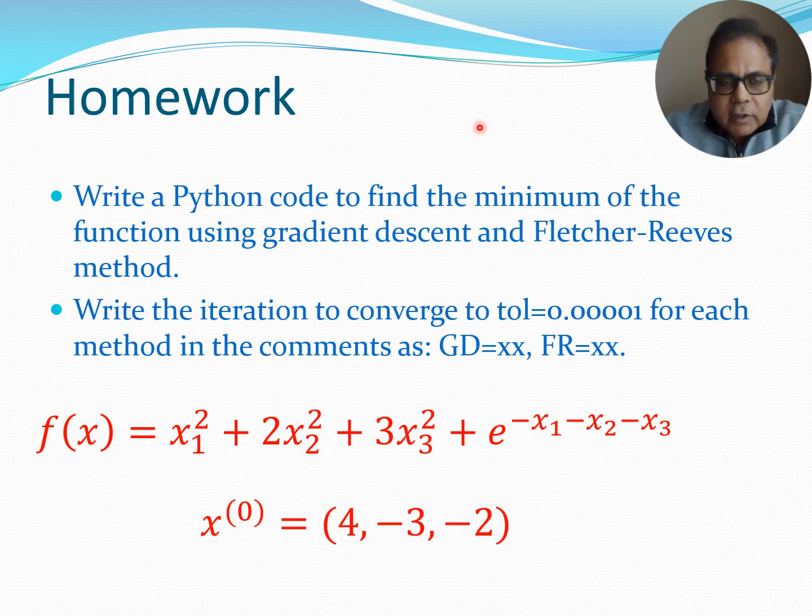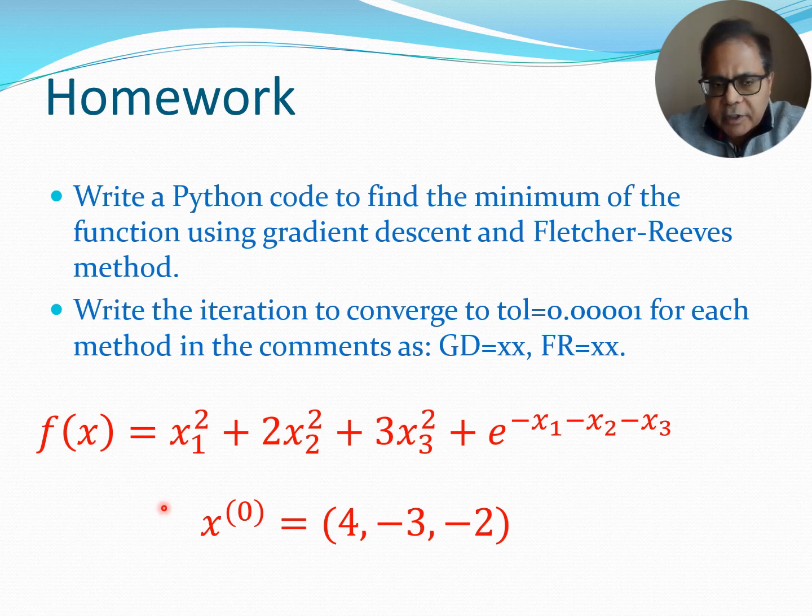So I'll leave you with a homework problem so that you can solidify some of the concepts. What I have done is a two-dimensional problem, so simply extend it to a three-dimensional problem. So try to write a Python code to find the minimum of the function using gradient descent and the Fletcher Reeves method. So the function now is going to be x1 squared plus 2 x2 squared plus 3 x3 squared plus e to the power minus x1 minus x2 minus x3. So that's going to be a slightly complex function.